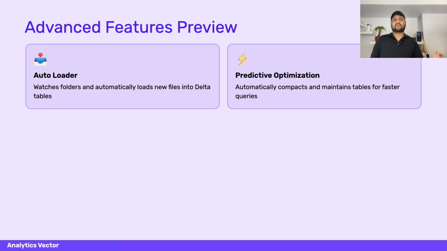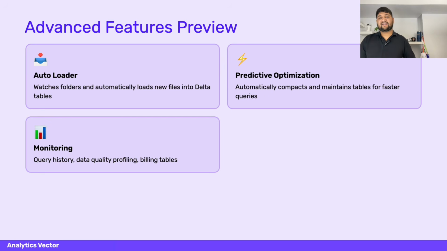Second is predictive optimization. Databricks can automatically compact, reorganize, and maintain your tables so queries run faster. Earlier, you had to run optimize commands and handle partitioning strategies, but now the platform handles it for you.